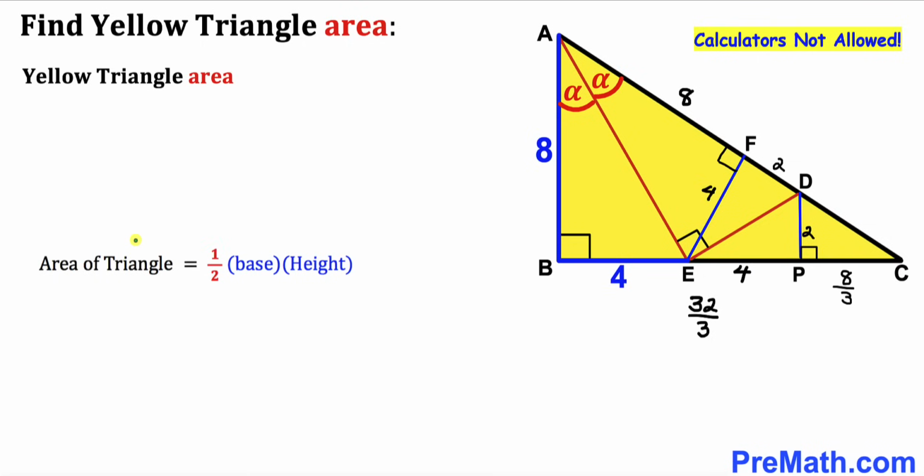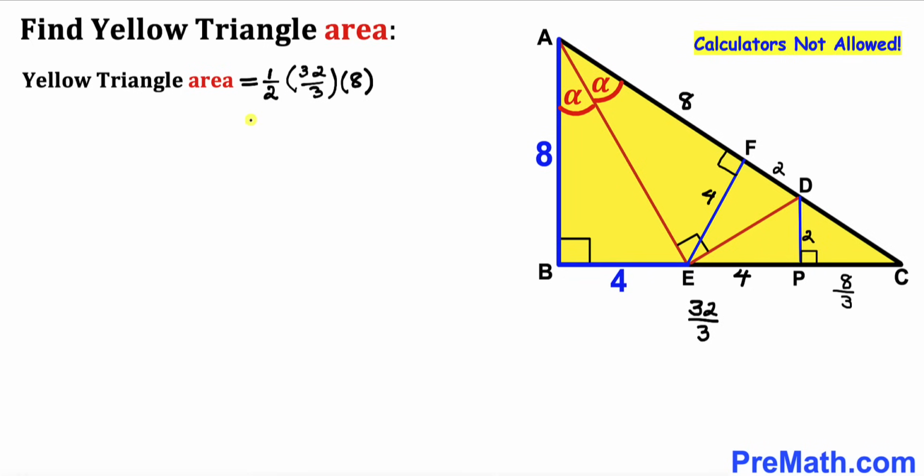And now let's recall once again the area of a triangle formula. Area equals a half times base times height. And in our case, our base is 32 divided by 3 and our height is 8. So therefore the yellow triangle area is going to be equal to a half times our base is 32 divided by 3 times height is 8.